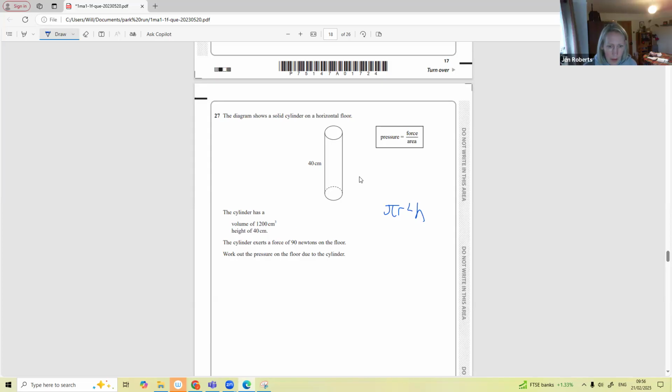We're given the force here. Force is 90 newtons. And we're given the volume. Oh, hang on. Right, so we don't know the area. We're asked to find the pressure. But because we know the volume and we know the height, if we do the volume divided by the height, that gives you the area of this circle here. I'm going to do 1,200 divided by 40. I'm going to write it as a fraction. Zeros cancel. 4 into 12 is 3, but you've still got your 0, so 30. So we know the area of that base is 30.